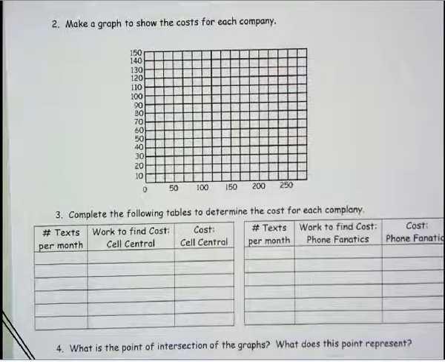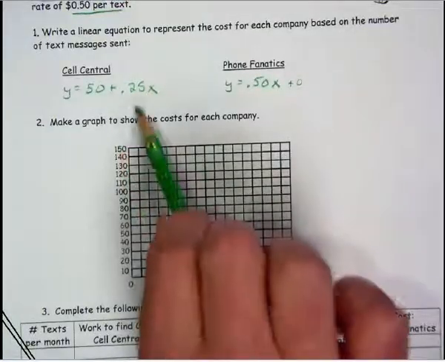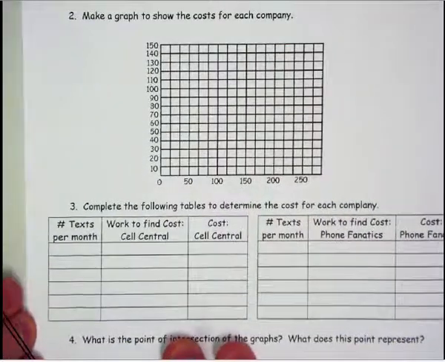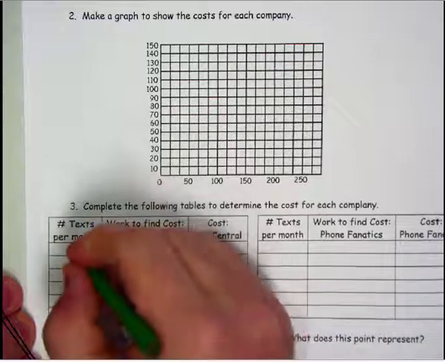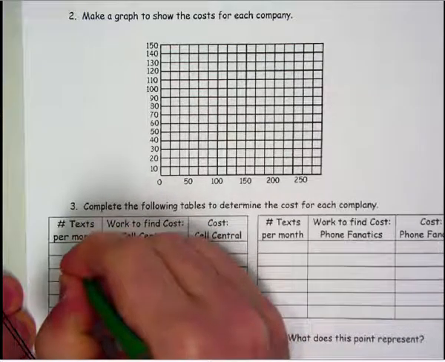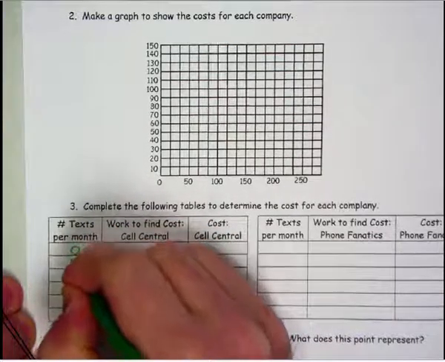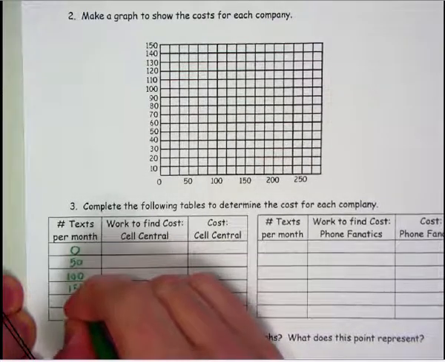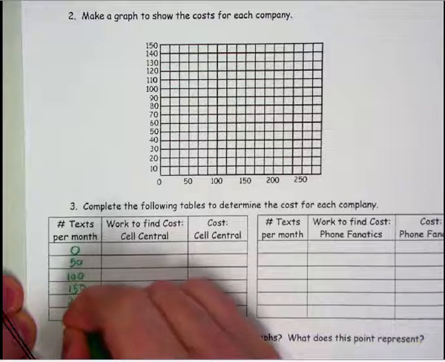So if I first take a look at the number of texts per month, notice back up in the original equations that our rates are decimals. So I think I'm going to make my text go by pretty large amounts. So I'm going to start with 0, and then I'm going to go by 50s on this one. And in class I'll explain more why I might do this and what kind of decisions we have in terms of what to choose here.